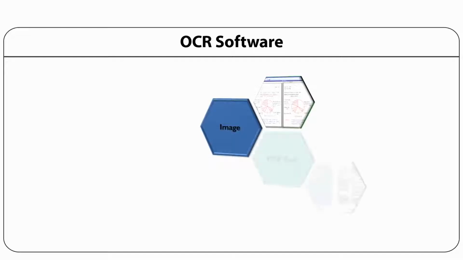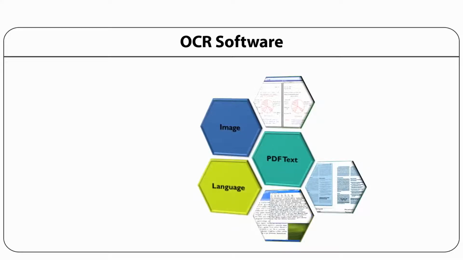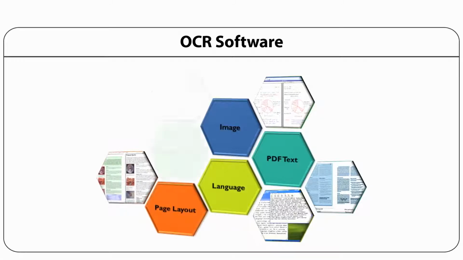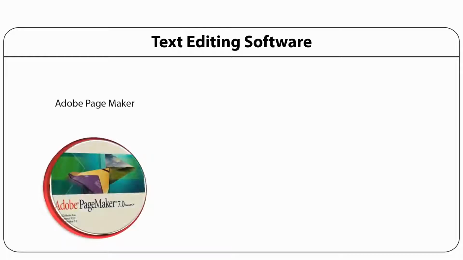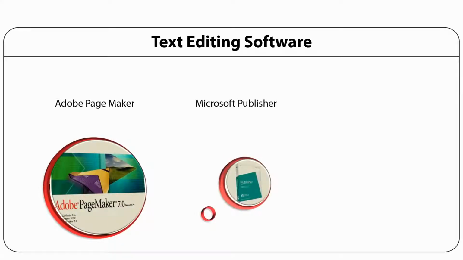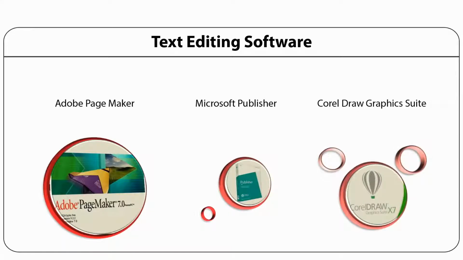There are various types of OCR software: image-based OCR software, PDF text-based OCR software, language-based OCR software, page layout OCR software, and handwritten OCR software. The third software is text editing software. There are various types of text editing software available. First one is Adobe PageMaker, Microsoft Publisher, CorelDRAW Graphics Suite. Text editing software is mostly used for DTP purposes.